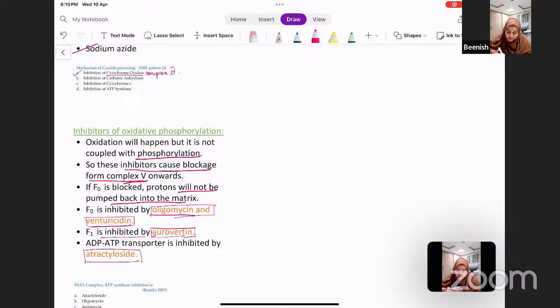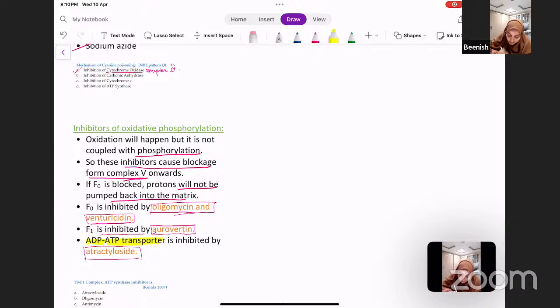And what is the ADP ATP transporter here? Your ADP should go into the inner mitochondrial membrane and be converted into ATP. We know that ADP is changing into ATP, so for that you need ADP. So ADP should enter, and the ATP that is formed has to go out, so it should leave the mitochondria. As we know, the inner mitochondrial membrane is impermeable, so this takes place with the help of a transporter, the ADP ATP transporter. If the transporter is blocked, oxidation happens, but there is no phosphorylation taking place. And this transporter is blocked by atractyloside.